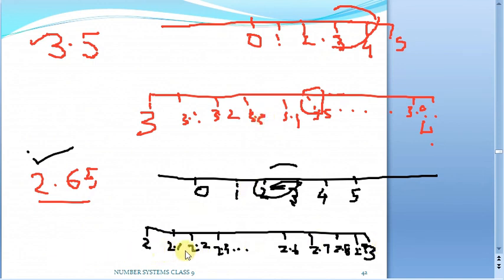Now it will be 2.1, 2.2, 2.3, 2.4, 2.5, 2.6. So likewise 2.9 and 3. At the last you will be having your 3. So now see, when you divide this region, make sure that these are equally spaced. Don't do it randomly, it has to be equally spaced. Now we have 2.6 as well as 2.7.